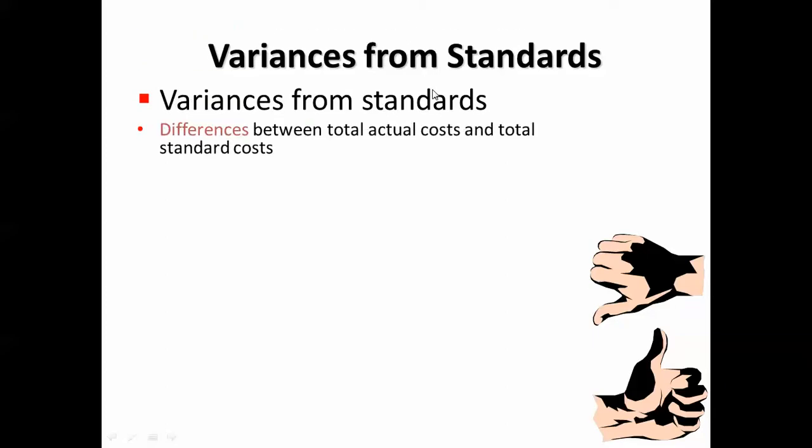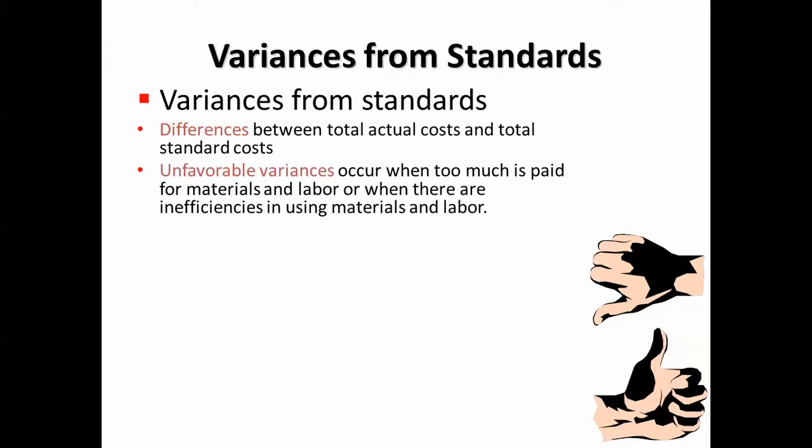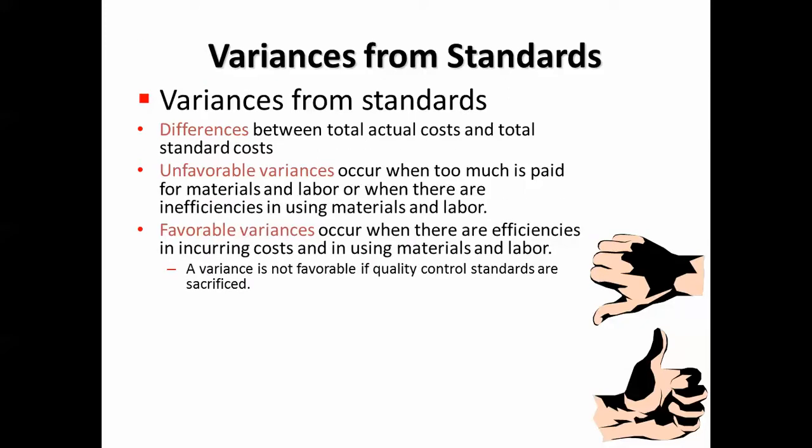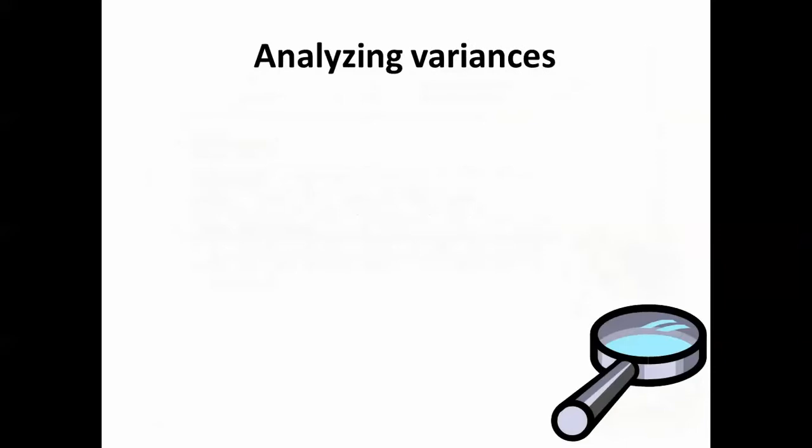All right, now we're going to look at variances of standard cost. Variances from standards are determined by the difference between what the standard cost should have been for the desk and what the actual costs were. Recall that if we paid too much for the material or labor, or used too much of it, then that's an unfavorable variance. If the opposite is true, that is, we had efficiencies in using material and labor, then that variance would be favorable.